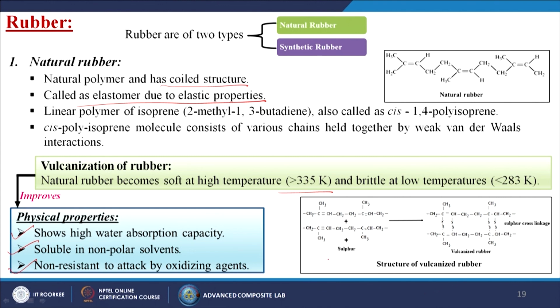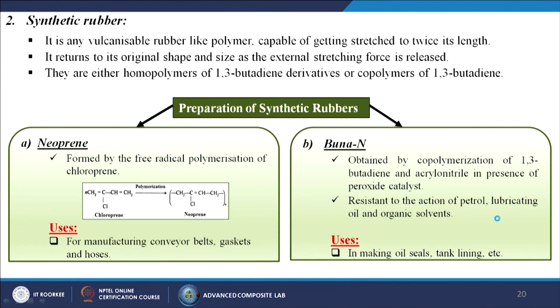Here, as I told already, we are adding sulfur as a vulcanizing agent and making vulcanized rubber, and here you can see that sulfur makes cross-links between the polymeric chains.